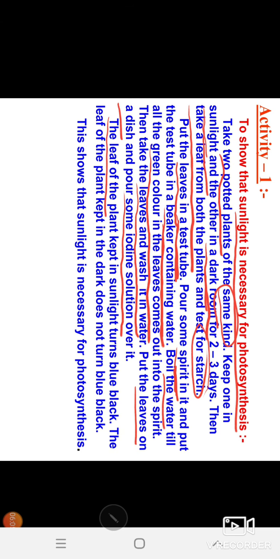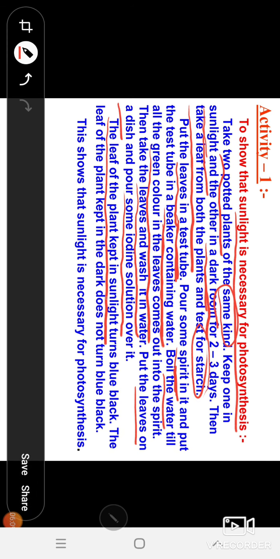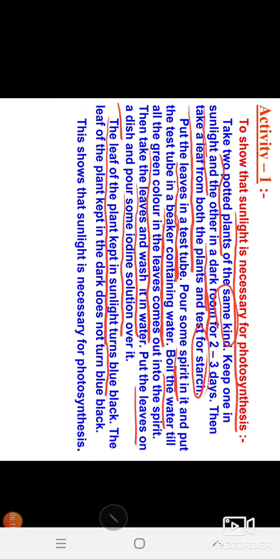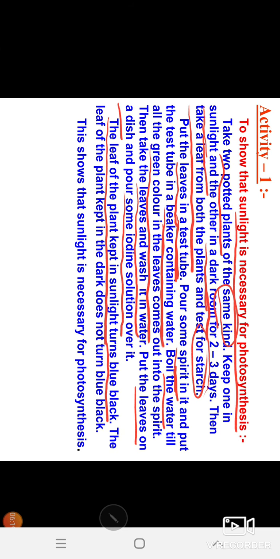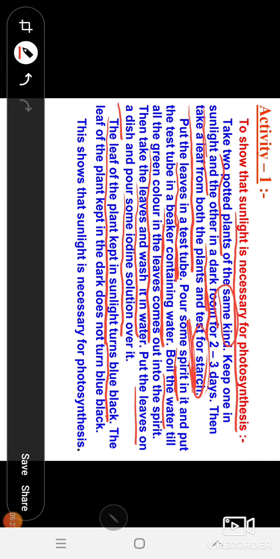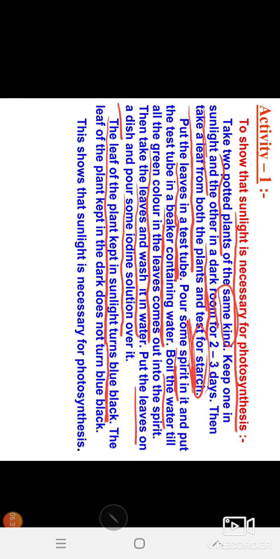If the leaf of the plant kept in sunlight, that means whatever potted plant you have placed in the sunlight, if that leaf turns blue black, it indicates that starch is present. That means this is the energy stored in the case of plants. So if the leaf converts into blue black color, it indicates that starch is present.